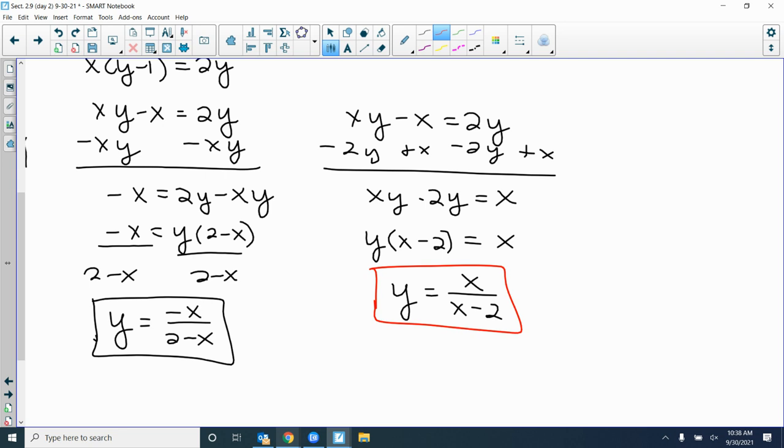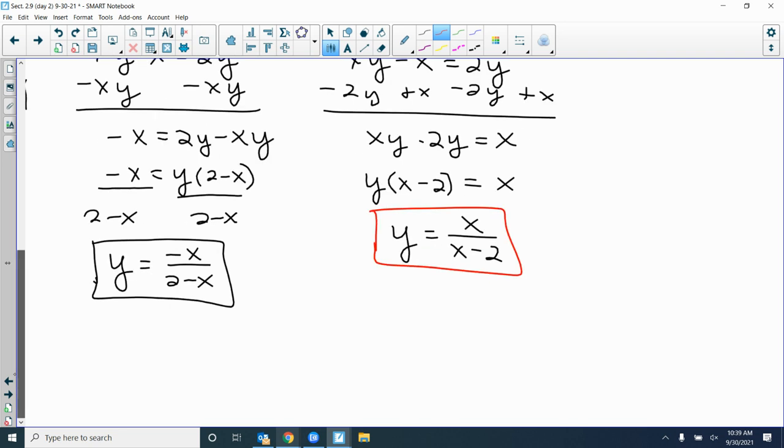And here's why. Just take a look at it. All your signs are opposite. If they're all opposite, then it's the same thing. That's a negative x. That's a what? Positive x. That's a positive 2. That's a negative 2. Negative x, positive 2.